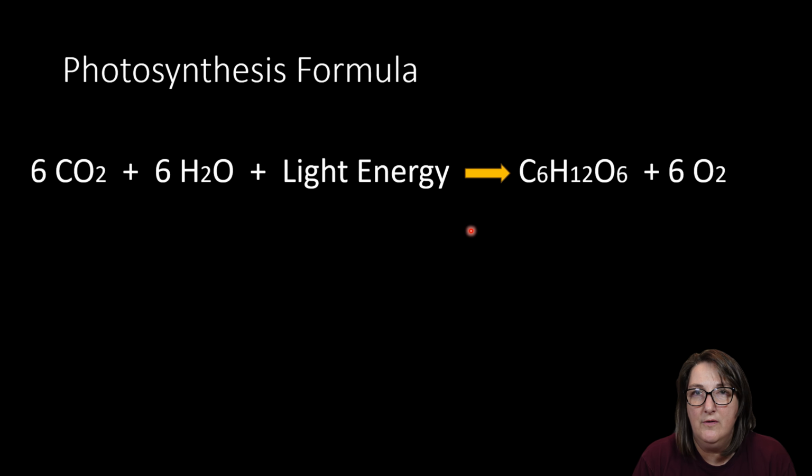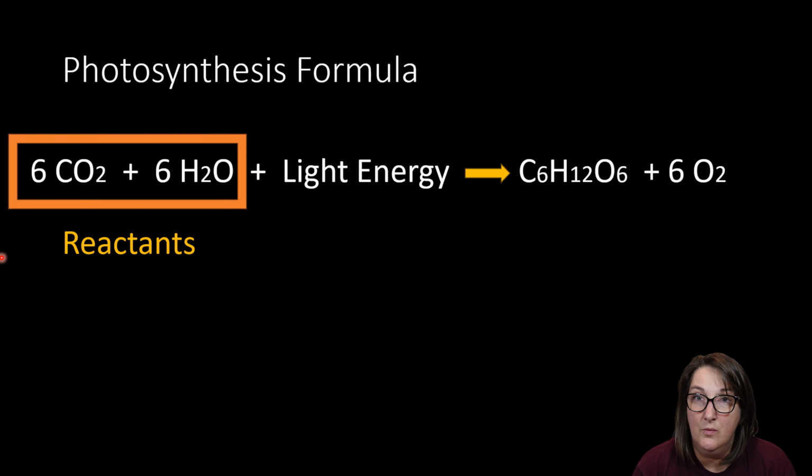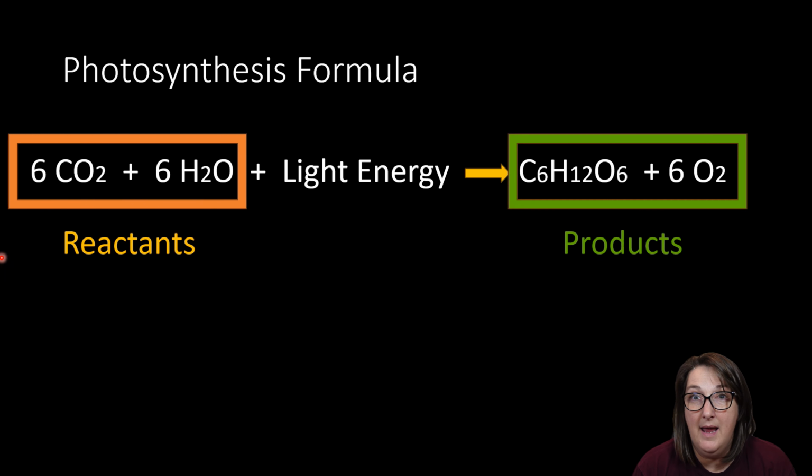So we have a formula for photosynthesis. I have carbon dioxide and water with light make sugar and oxygen gas. So we have reactants. Reactants are what's going to go into the formula. And then I have products. This is what's coming out. So this has to go into the plant for the plant to be able to make sugar and oxygen.